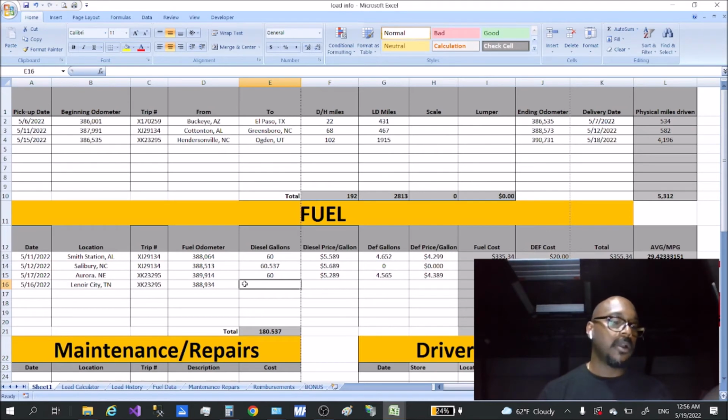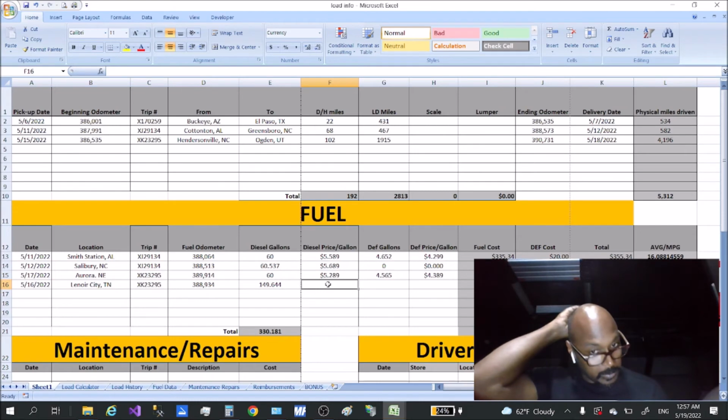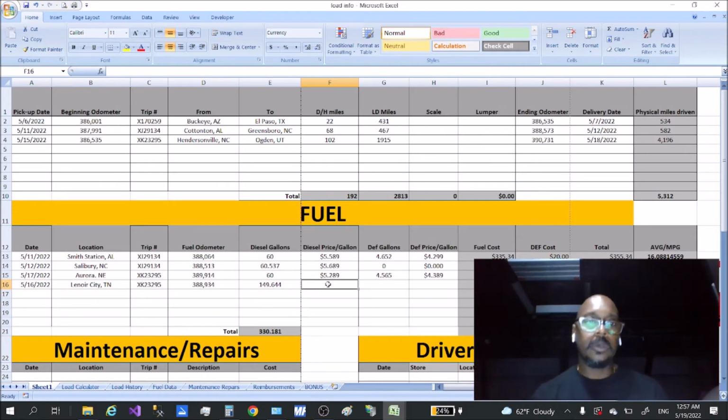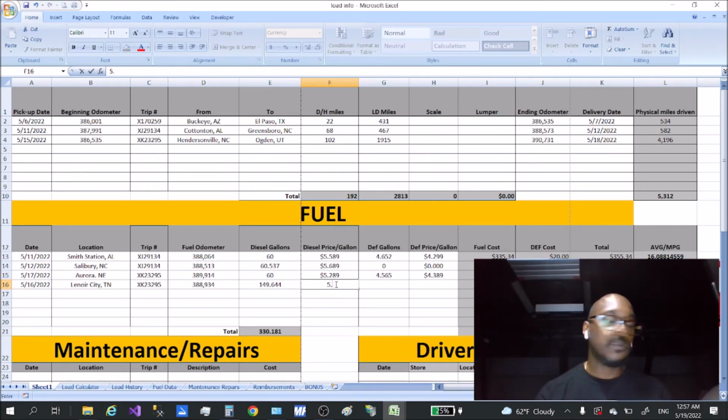Diesel gallons. All right. So I put a lot of fuel in my truck then. I put 149.644. I had to go a long way. The reason why I put so much fuel in is because the fuel was cheaper where I was at. Diesel price per gallon 5.549, and my DEF.